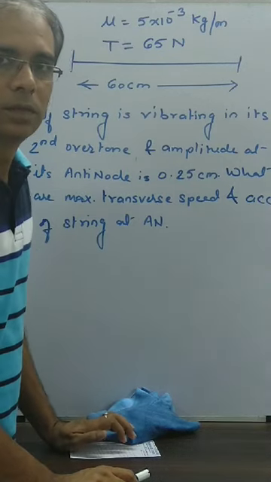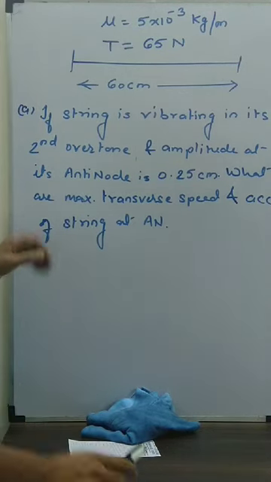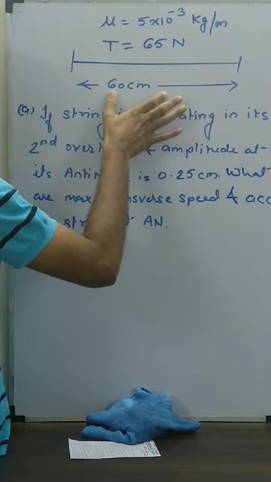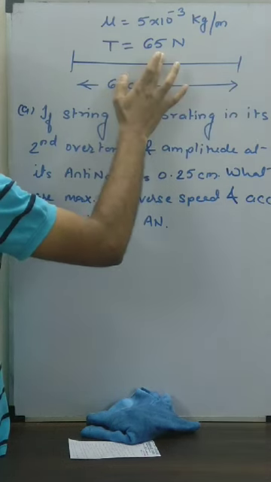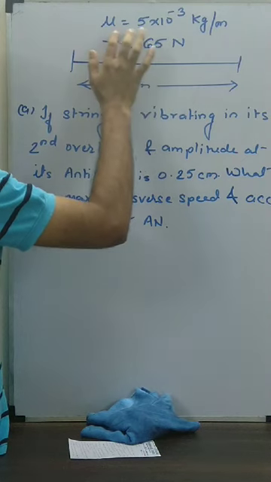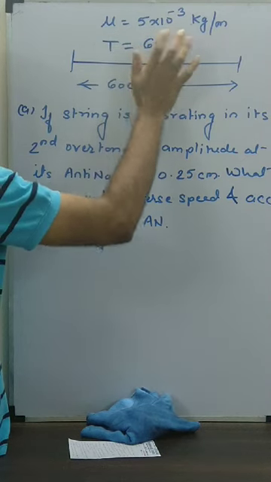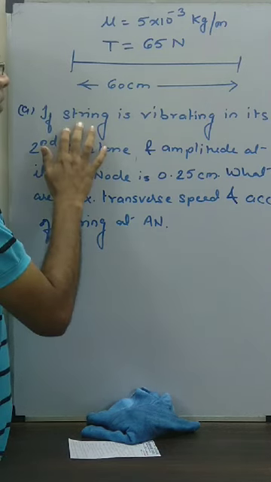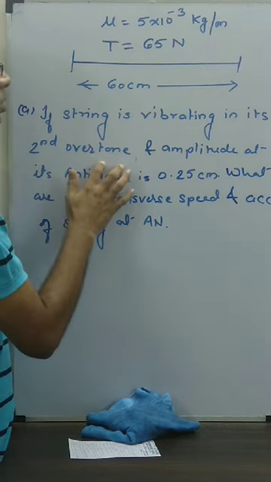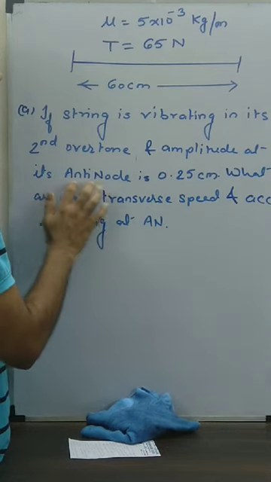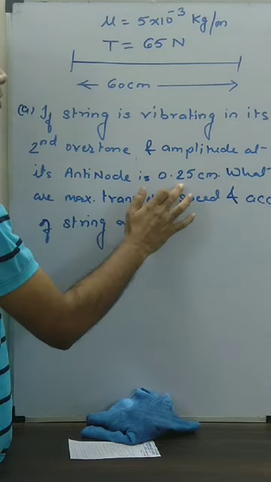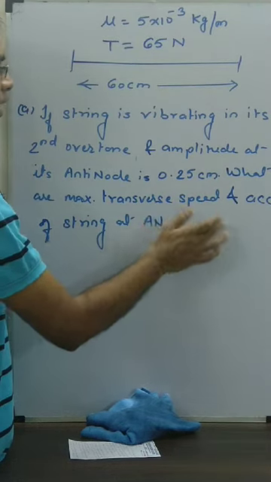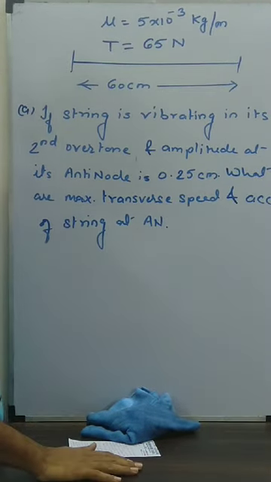Okay, so let's start the first question. The string is fixed at both ends. Length is 60 centimeter. Tension in the string is 65. Linear mass density is 5 into 10 to the power minus 3 kg per meter. And the question is asking us, if the string is vibrating in its second overtone and amplitude at its antinode is 0.25 centimeter, what is the maximum transverse speed and acceleration of the string at the antinode?